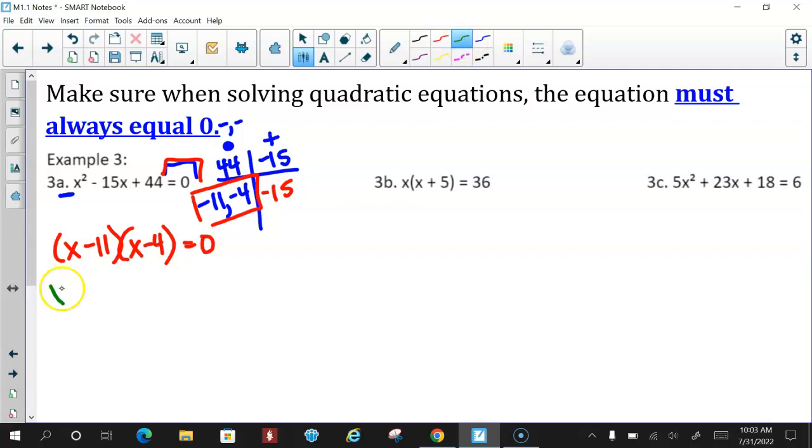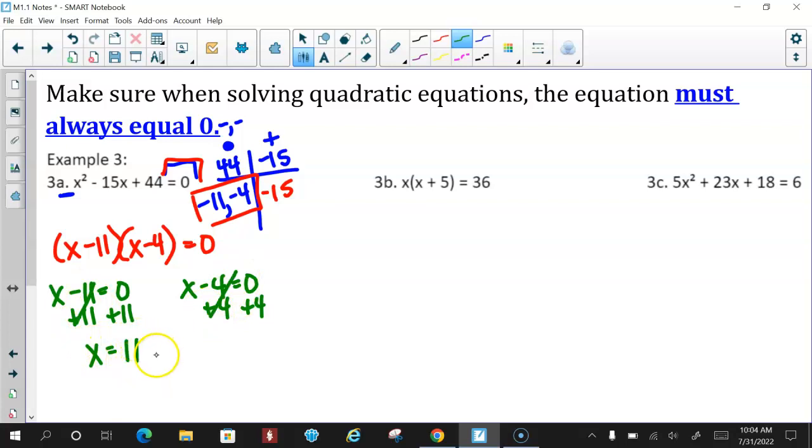Make sure now, because we're solving, that y is equal to 0. So x minus 11 is equal to 0 and x minus 4 is equal to 0. So when you solve, we would add 11 to both sides. We would add the 4 to both sides. And notice how you get x is equal to positive 11 and positive 4. That is the x-intercepts of this equation. So that's what x is equal to. So now let's go to 3b.